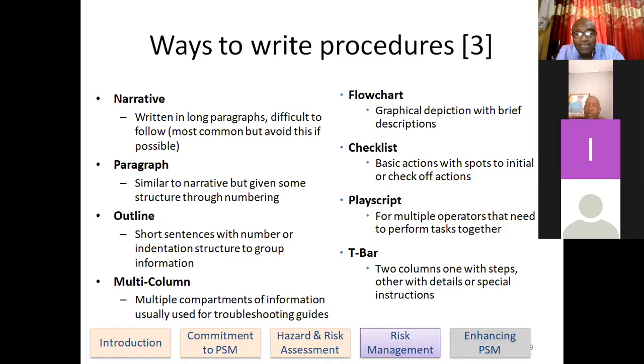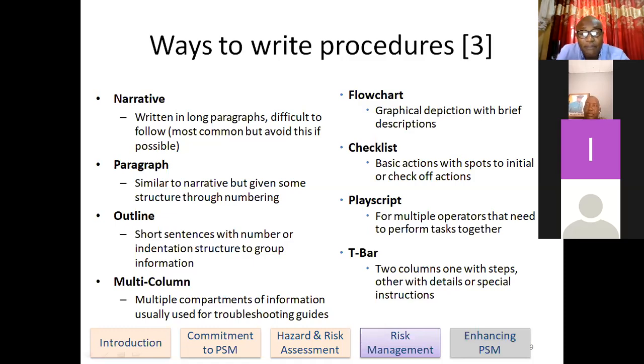You must make sure that it is 5 minutes. Some people will not make sure it's 5 minutes. Those time lapses can cause an accident, and it can. So basic actions, initial or check of actions, are very, very important.